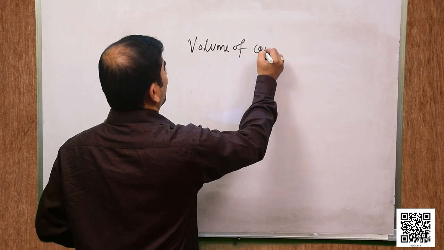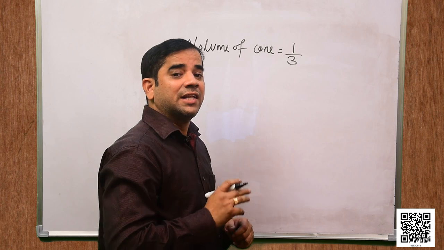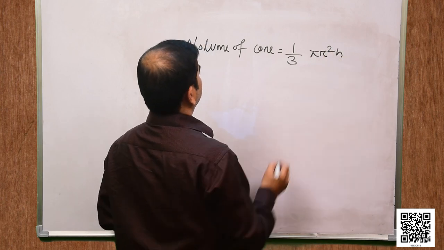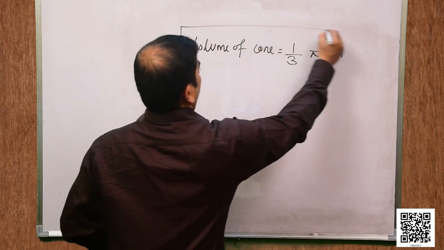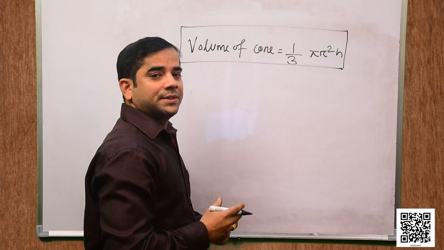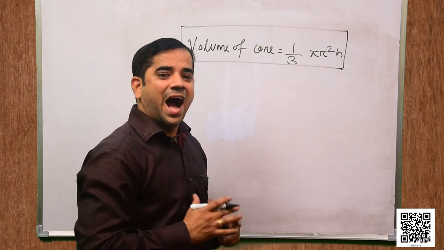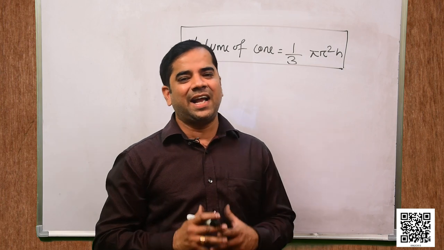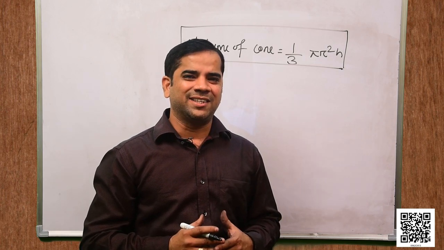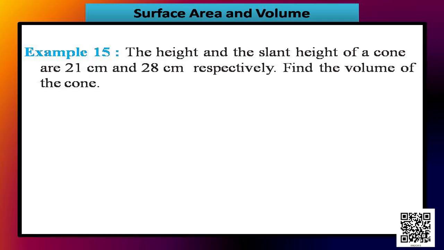Volume of cone is equal to 1/3. What is volume of the cylinder? That is pi r square h. So, volume of cone is nothing but 1/3 of volume of cylinder, that is 1/3 pi r square h, where r is the base radius and h is the height of the cone. Hope you understand this.